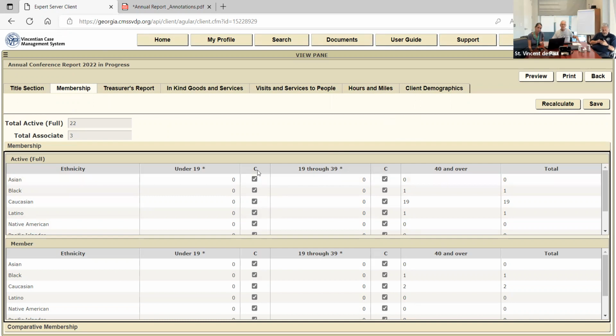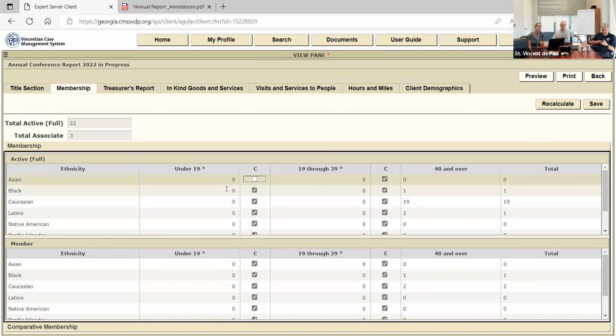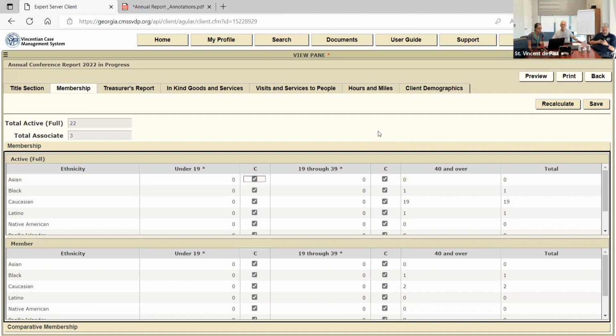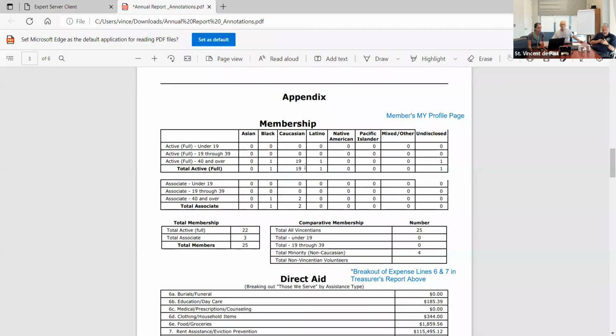So that's a calculated field. If it's checked, CMS calculates it. If it's unchecked and you put in a value, it will accept that value. And if you wanted to go back to the calculated amount that was in there originally, just check it and click recalculate, and it'll go back to that original value. So that's what I know about it.